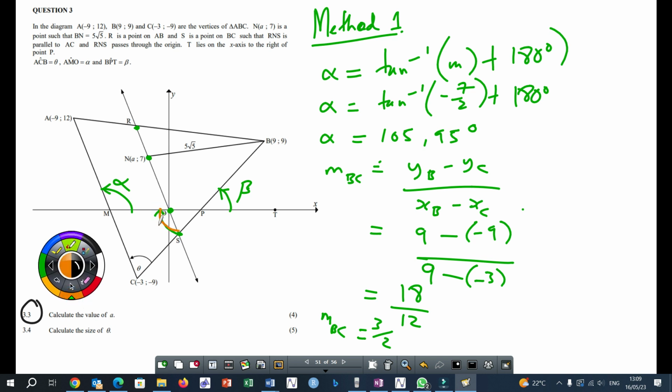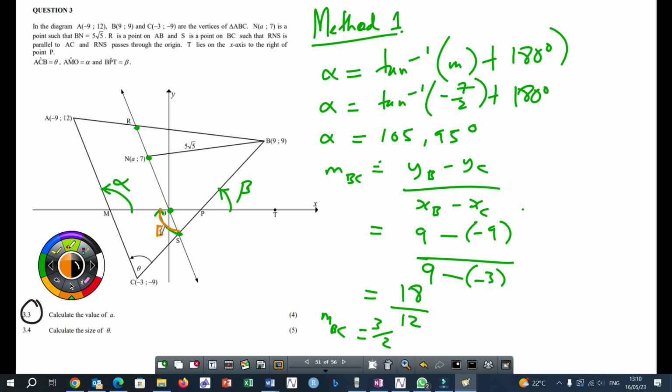So this angle is beta. We have got theta, and alpha is going to be an exterior angle of a triangle. So alpha is going to be beta plus theta. Remember you did that theorem in grade 8: the exterior angle of a triangle is equal to the sum of the two interior angles. You remember?